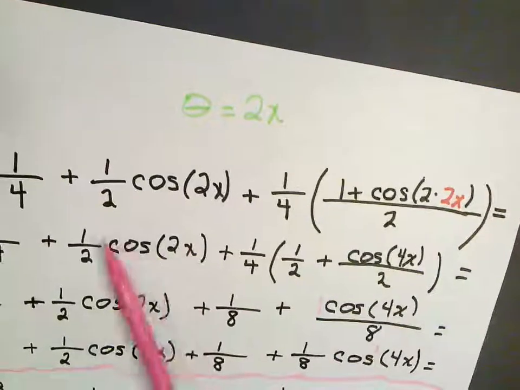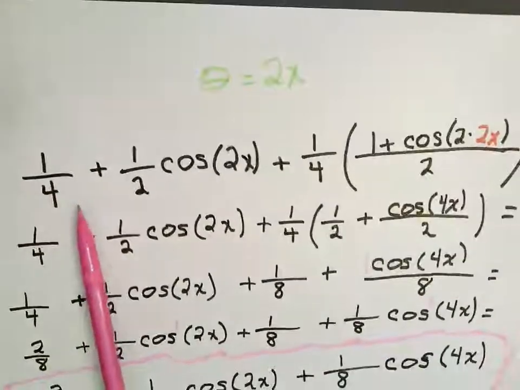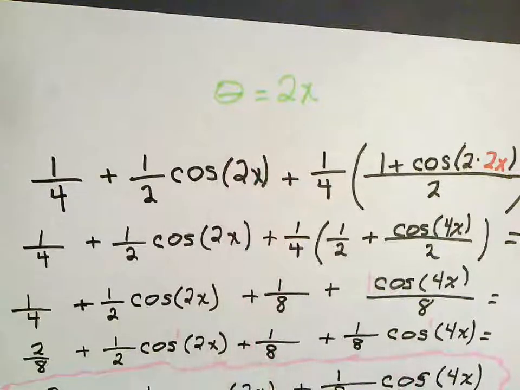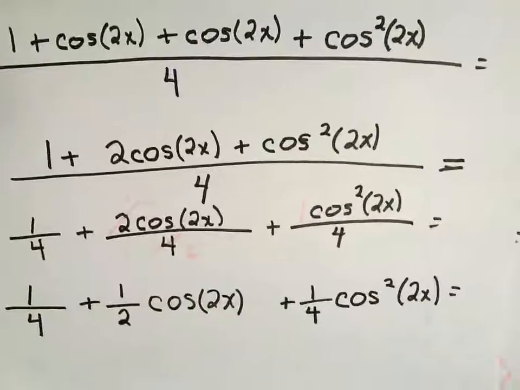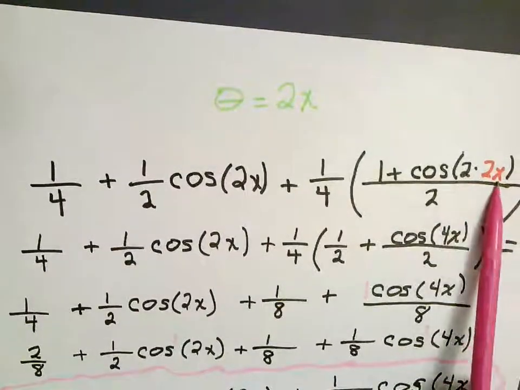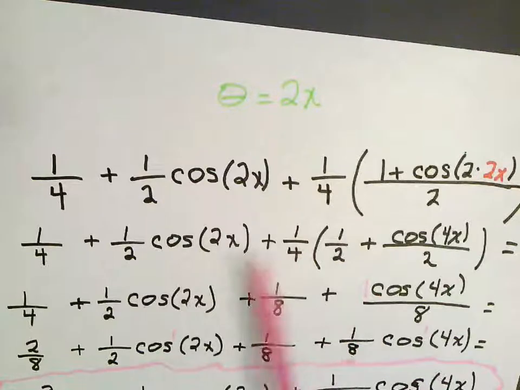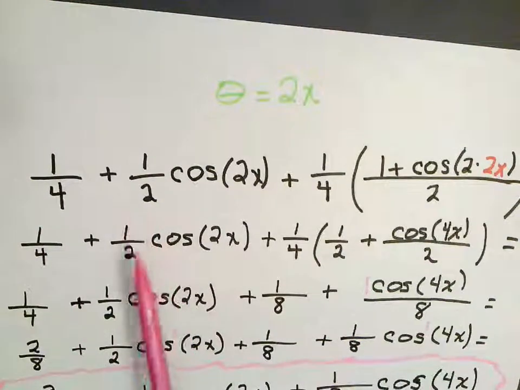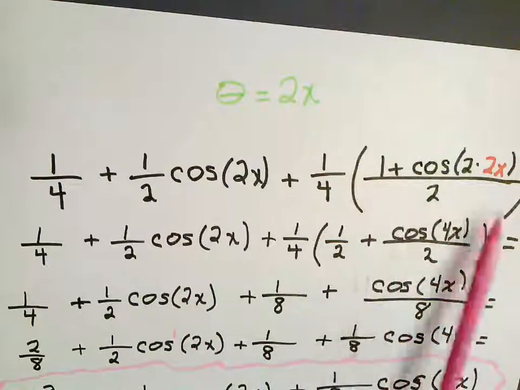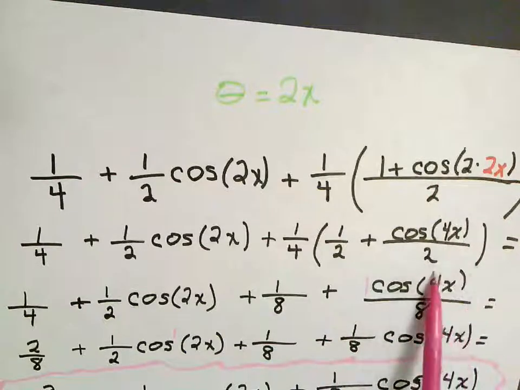So bring down the 1/4. Let me move this over. We bring down the 1/4, bring down the 1/2 cosine of 2x. Well, our theta this time is 2x. So we have to say 2 times the 2x, which gives us the 4x. And I bring down the 1/4. I bring down the 1/2 times the cosine of 2x. Then I'm going to rewrite what's inside the parentheses as 1 over 2 plus cosine of 4x over 2.